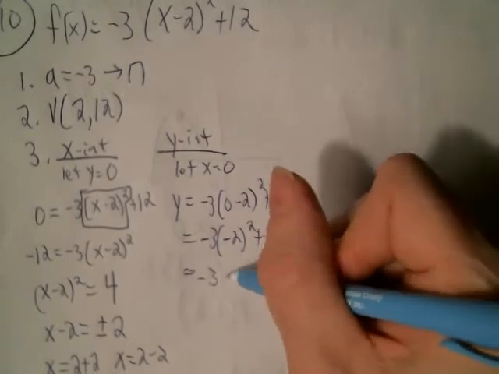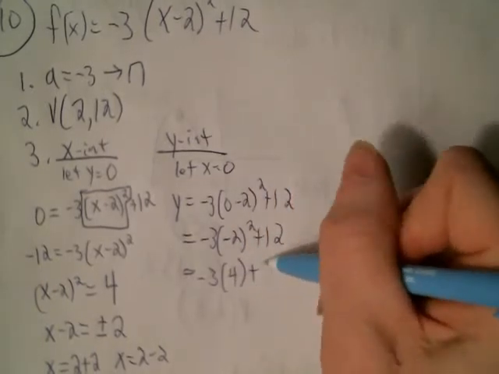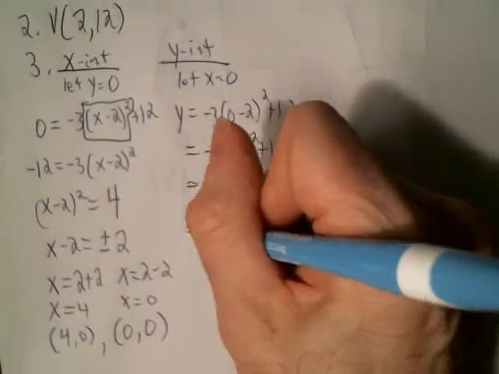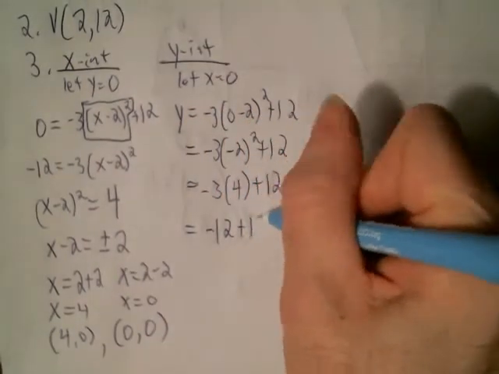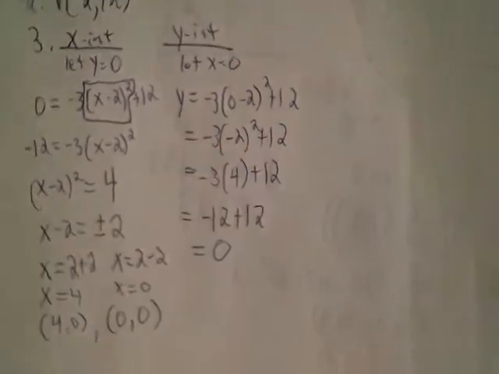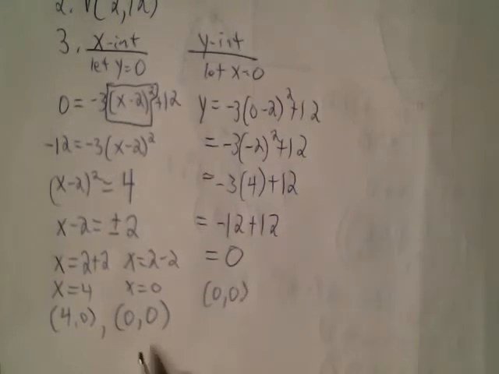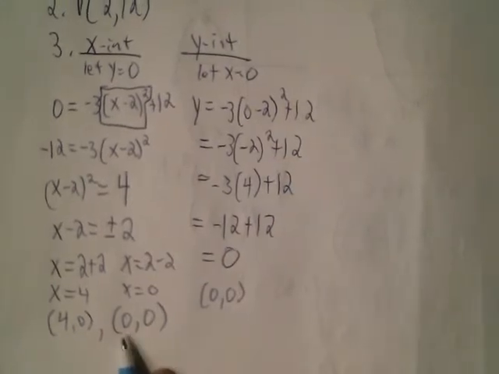0 minus 2 is negative 2, squared is 4. Negative 3 times 4 is negative 12, plus 12. And so we're getting 0. So the y-intercept is (0, 0). You see, that's the same as one of the x-intercepts.